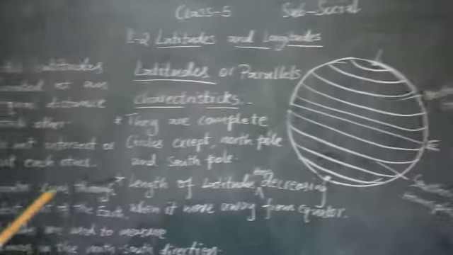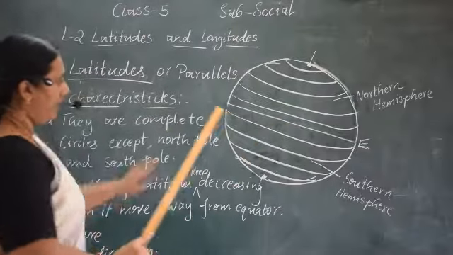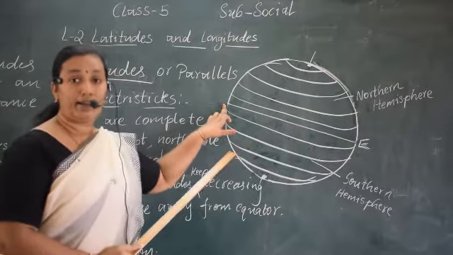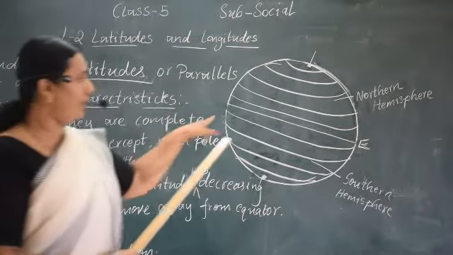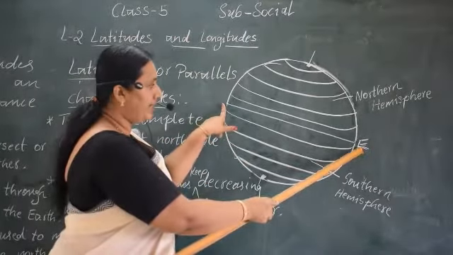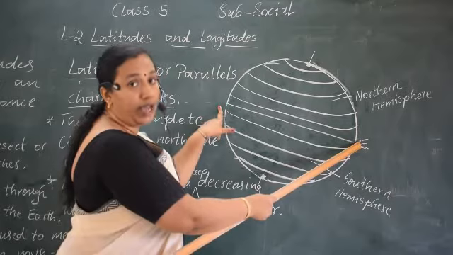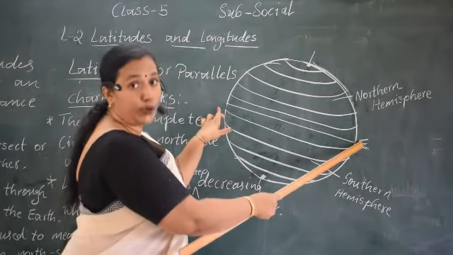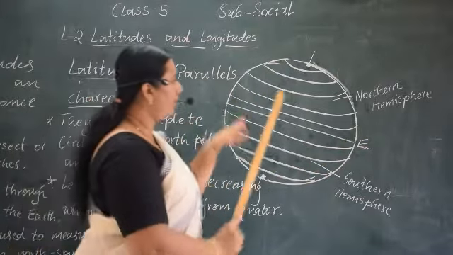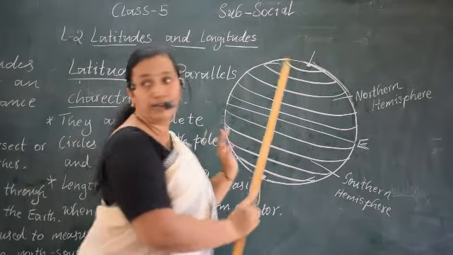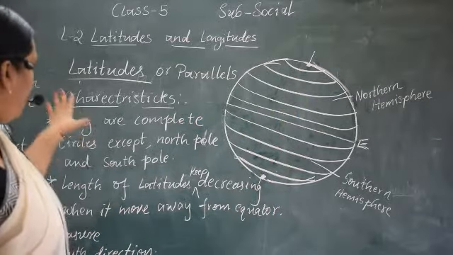Next one, the equator runs through the widest part of the earth. So this is the widest part of the earth where the equator runs, and this is also known as a great circle. The remaining latitudes are smaller than the equator. Equator is the widest part of the earth, as well as a great circle. You can understand by looking at this, isn't it, children? Okay, hope you understood about this.